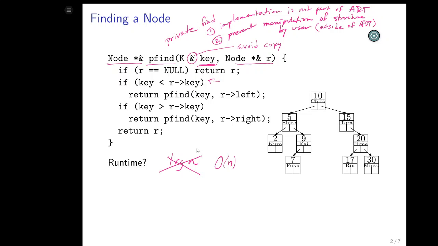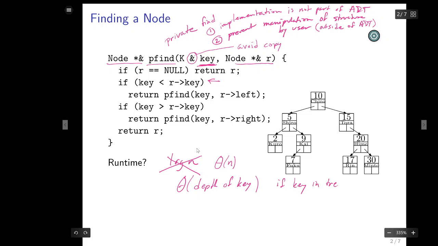The number of comparisons I have to do involve all of the nodes that are on the path from the root down to the node that contains the key I'm looking for. So the amount of work that I do is proportional to the length of that path. When I get there, I stop. So you could say that this is theta of the depth of the key if the key is in the tree. And it's not exactly the depth of the key, technically speaking, because you have to add one. And why do you have to add one? Because the root is at depth zero, and theta of zero is not a good thing to talk about.